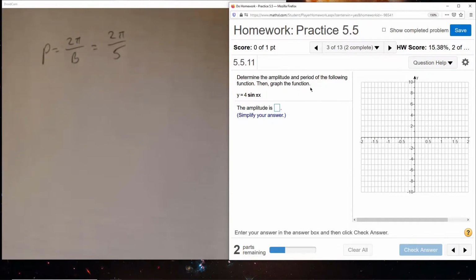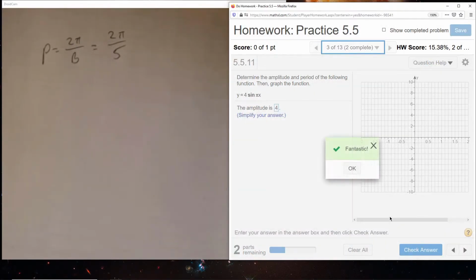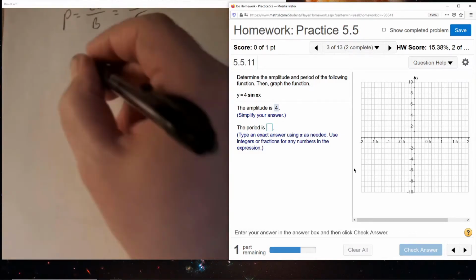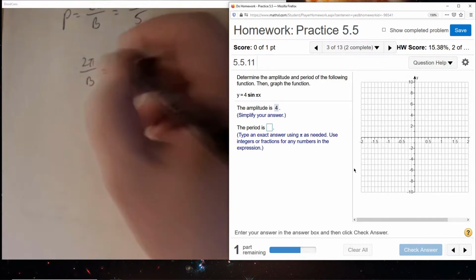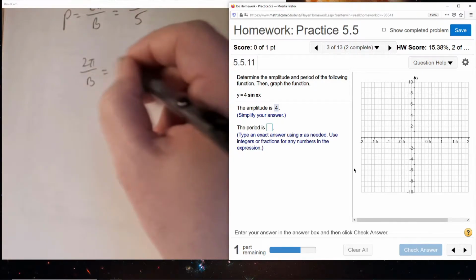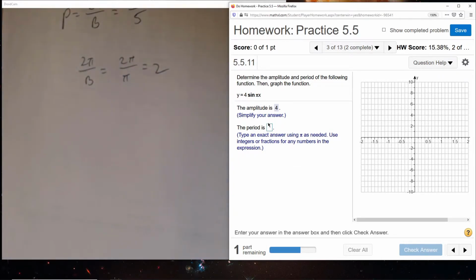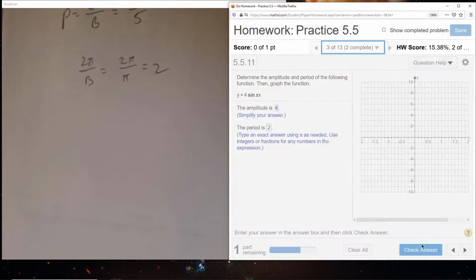Number 3, determine the amplitude. Well, the amplitude is the number multiplying the sine. That's 4. And the period. Again, the period is 2 pi over b. In this case, they're telling us b is pi. And so we get that the period is 2 radians.